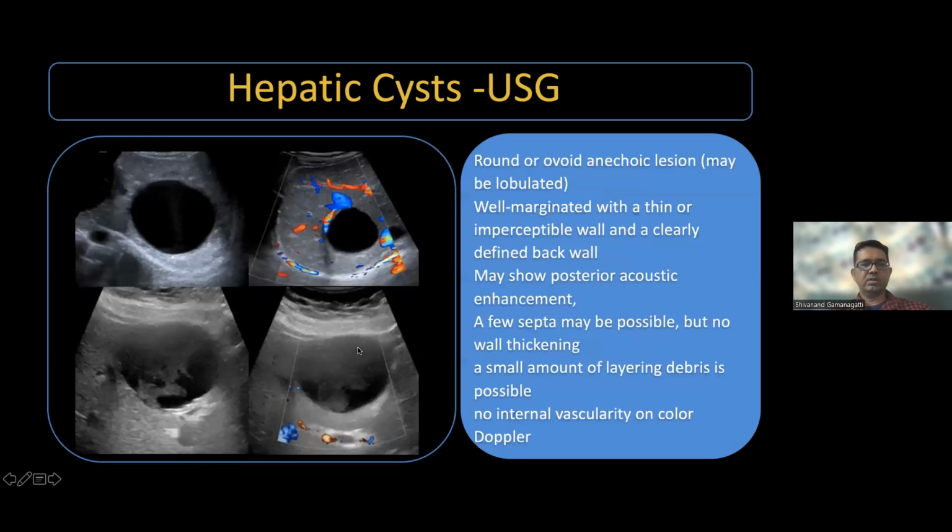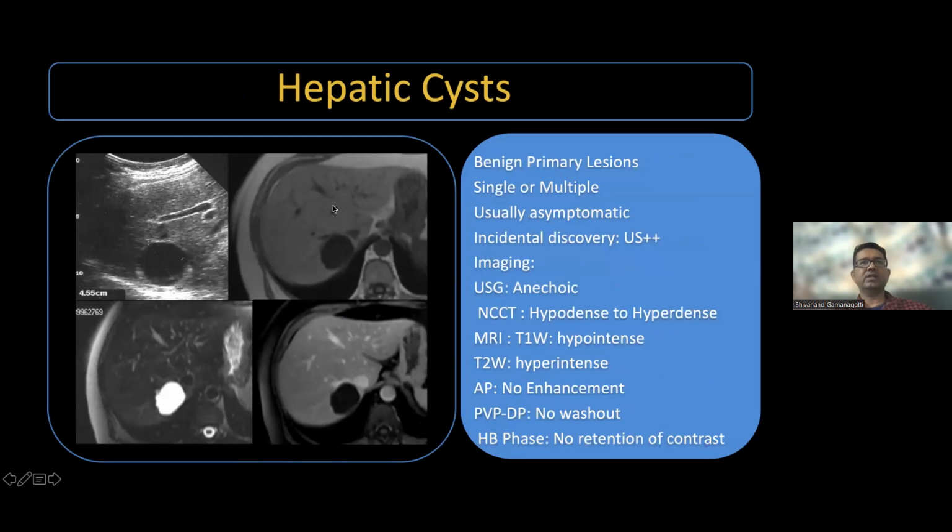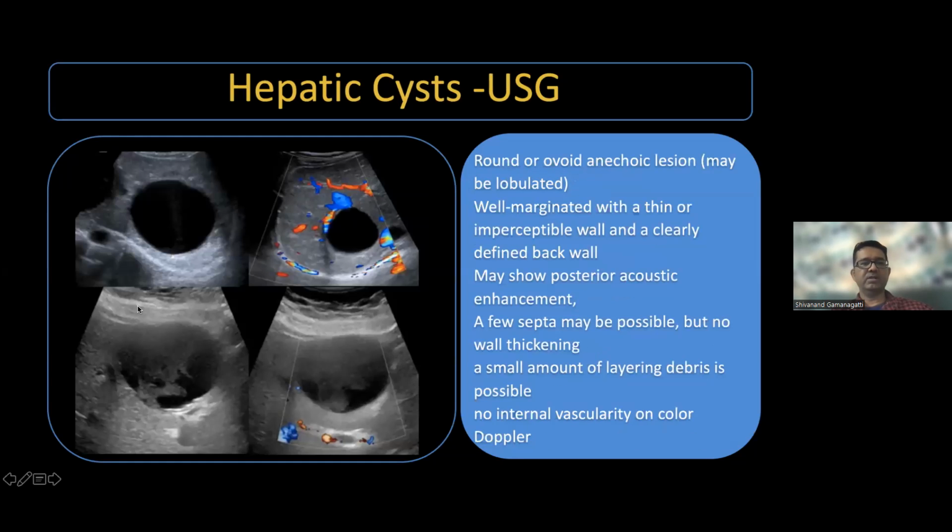Simple cysts tend to be very incidental, maybe single or multiple, and they are seen as anechoic structures, and the wall could be very imperceptible. You may not appreciate the wall, and they do not show any vascularity. Sometimes you may see a hemorrhage inside.